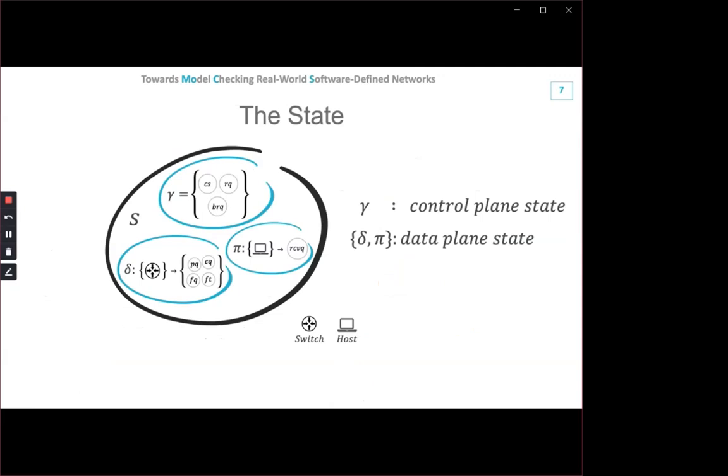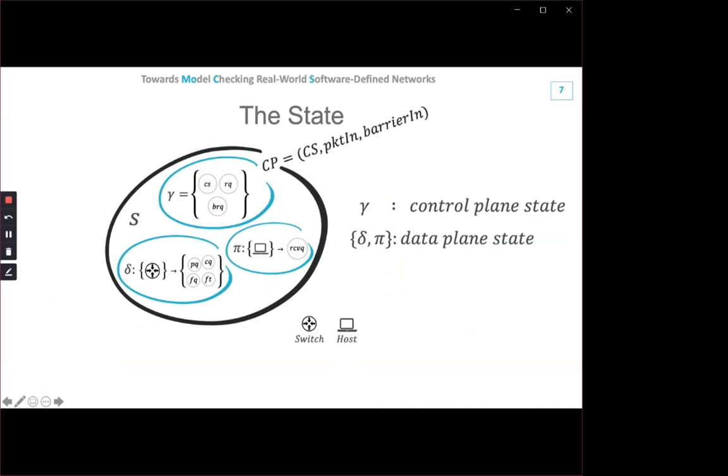More formally, the states of a software-defined network transition system are tuples pi, delta, gamma, where pi represents the state of each host, which is a mapping from host to receive queues, delta, the state of each switch's queues, and gamma, the controller state. The control plane substate gamma consists of a local control program state CS and an assignment to control queues: request queue, RQ, and barrier reply queue, BRQ.